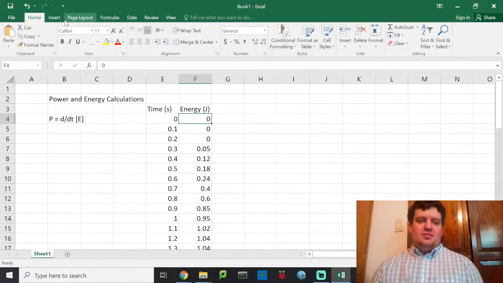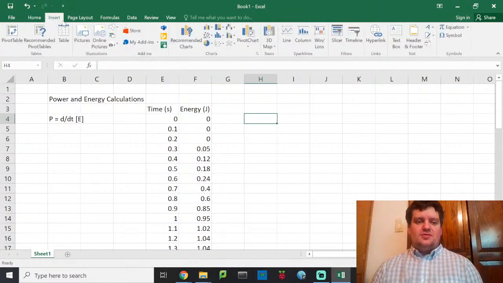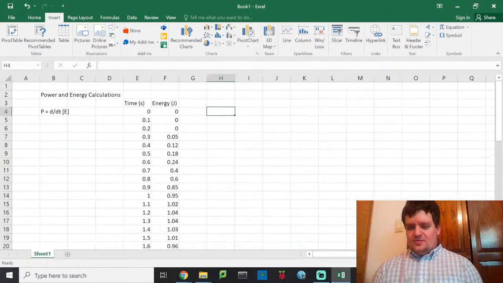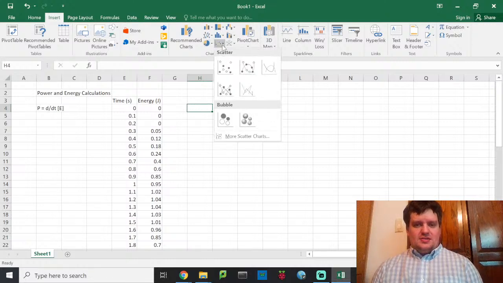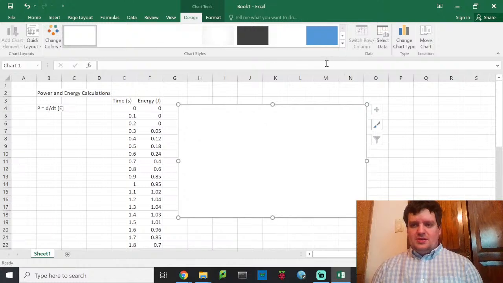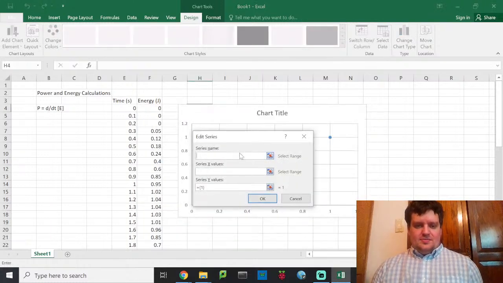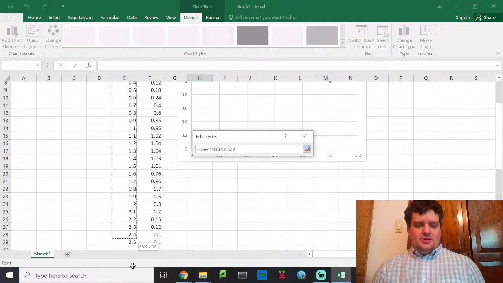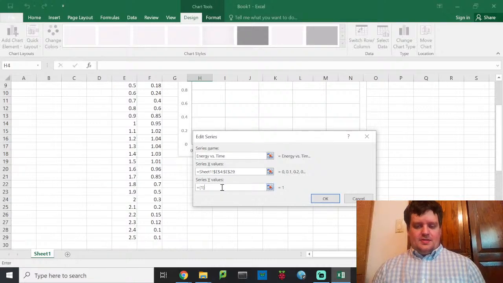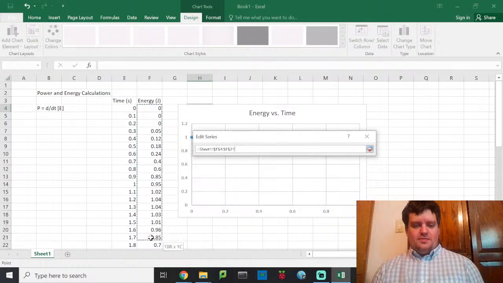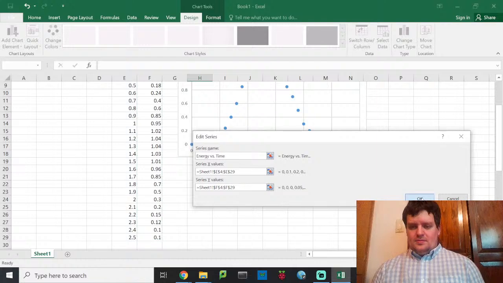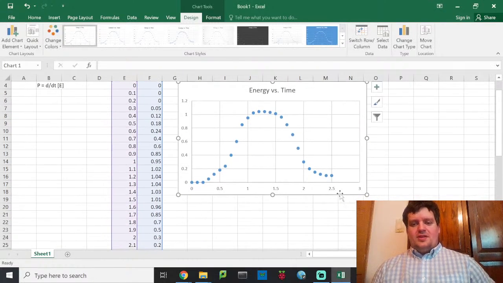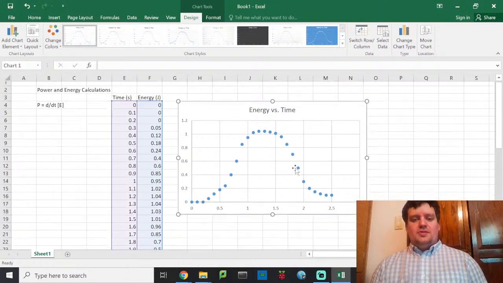Now, I like graphs. Graphs are good. Graphs are fun. Let's make a graph. I'm going to zoom back out for a second. We'll make a scatter plot. I will select my data and call this energy versus time. Here we've got our time, and here we've got our energy. Oh wow, I made this really nice curve and I did not mean to do that. No, I'm kidding. Everything I do is deliberate. Don't question me. So this is our energy versus time.